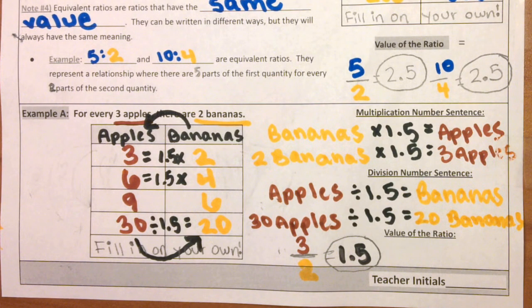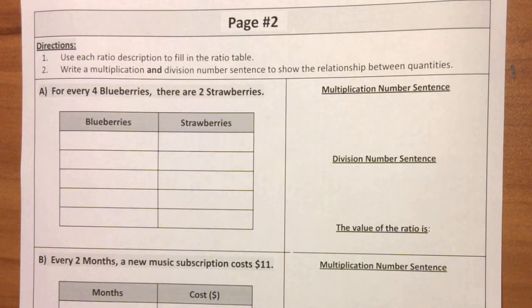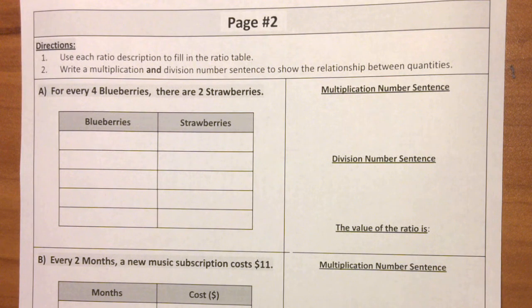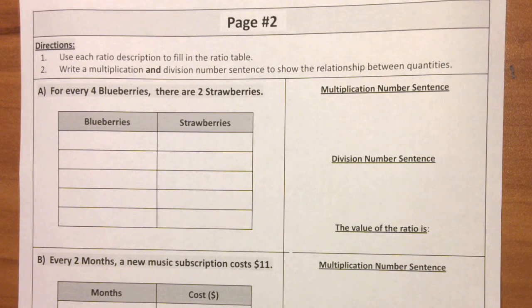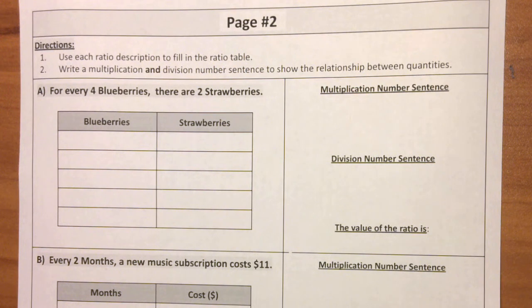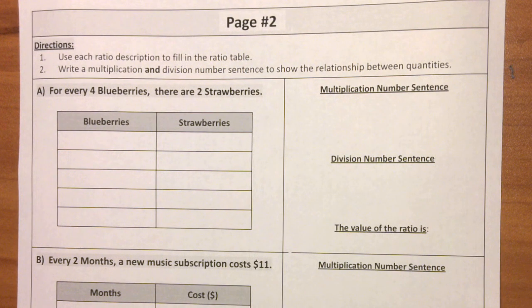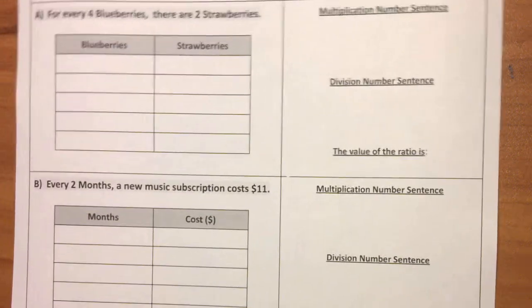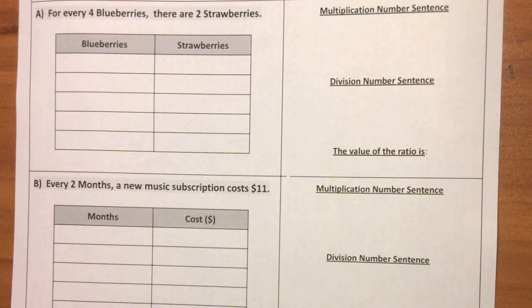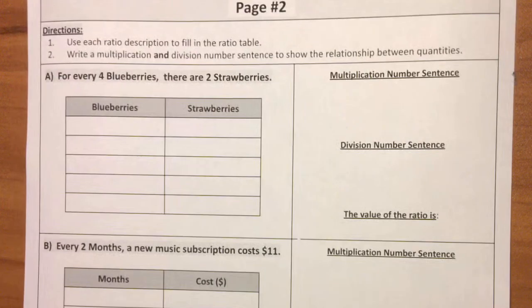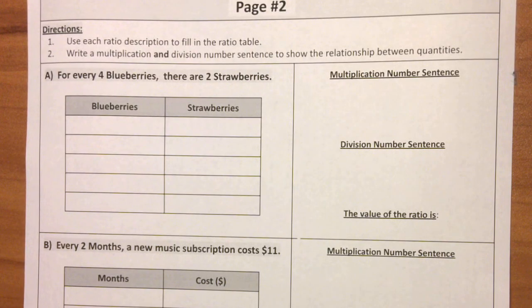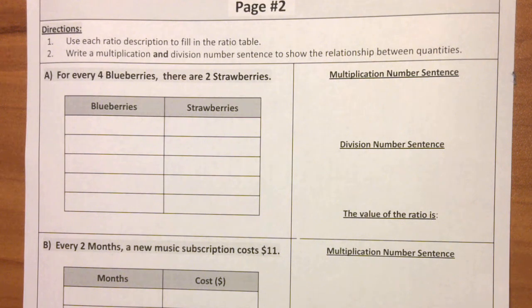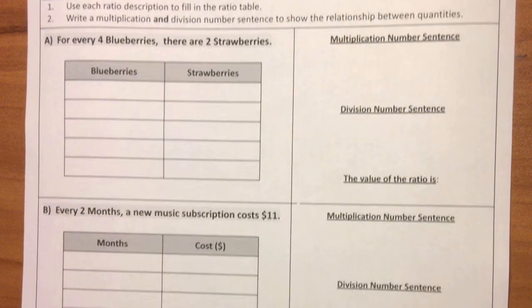Go ahead and flip to page 2. We're going to look at problem B on page number 2, and then you're going to complete the rest of page 2 on your own. Problem B says, every 2 months, a new music subscription costs $11. So the directions here say to use each ratio description to fill in the ratio table, and then write a multiplication and division number sentence.